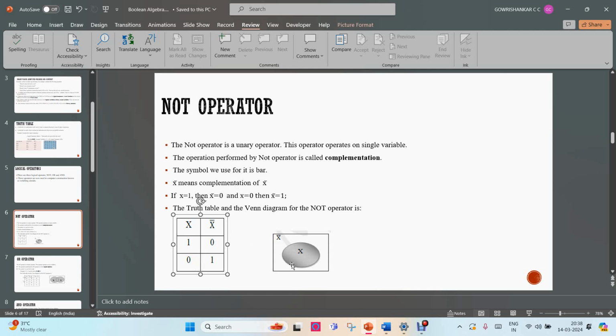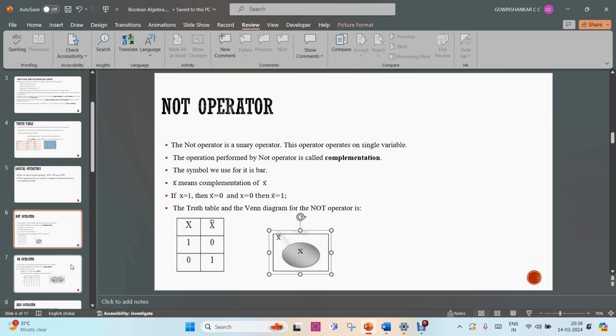This is the truth table and Venn diagram of the NOT operation. See here, X is given as 1. When we do X bar, the NOT operation, it will not act like X, it will act like the reverse of that. For example, X is 1, so it will act like 0 when we do X bar.